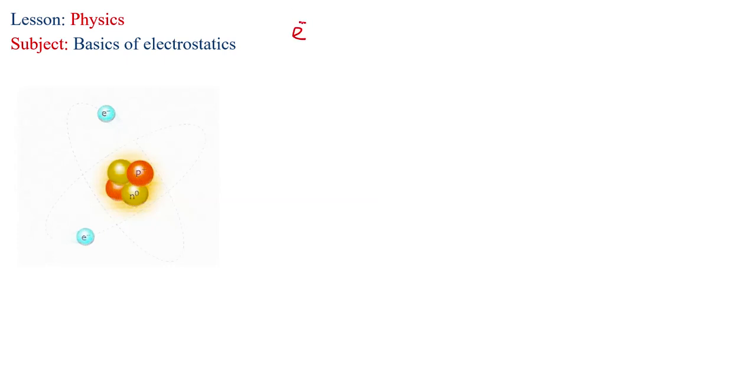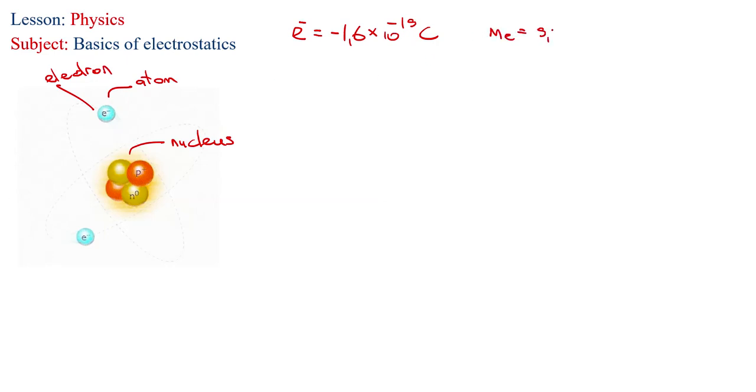It's denoted by e with a minus sign over it, and the charge of this electron is minus 1.6 times 10 to the power of minus 19 coulombs. And as you see here in the picture, the electron is vibrating around the nucleus. This part is called the nucleus, and the whole picture here is called an atom, and that's an electron. It's vibrating around it. By the way, the mass of the electron, if we need it, is 9.11 times 10 to the power of minus 31 kilograms.